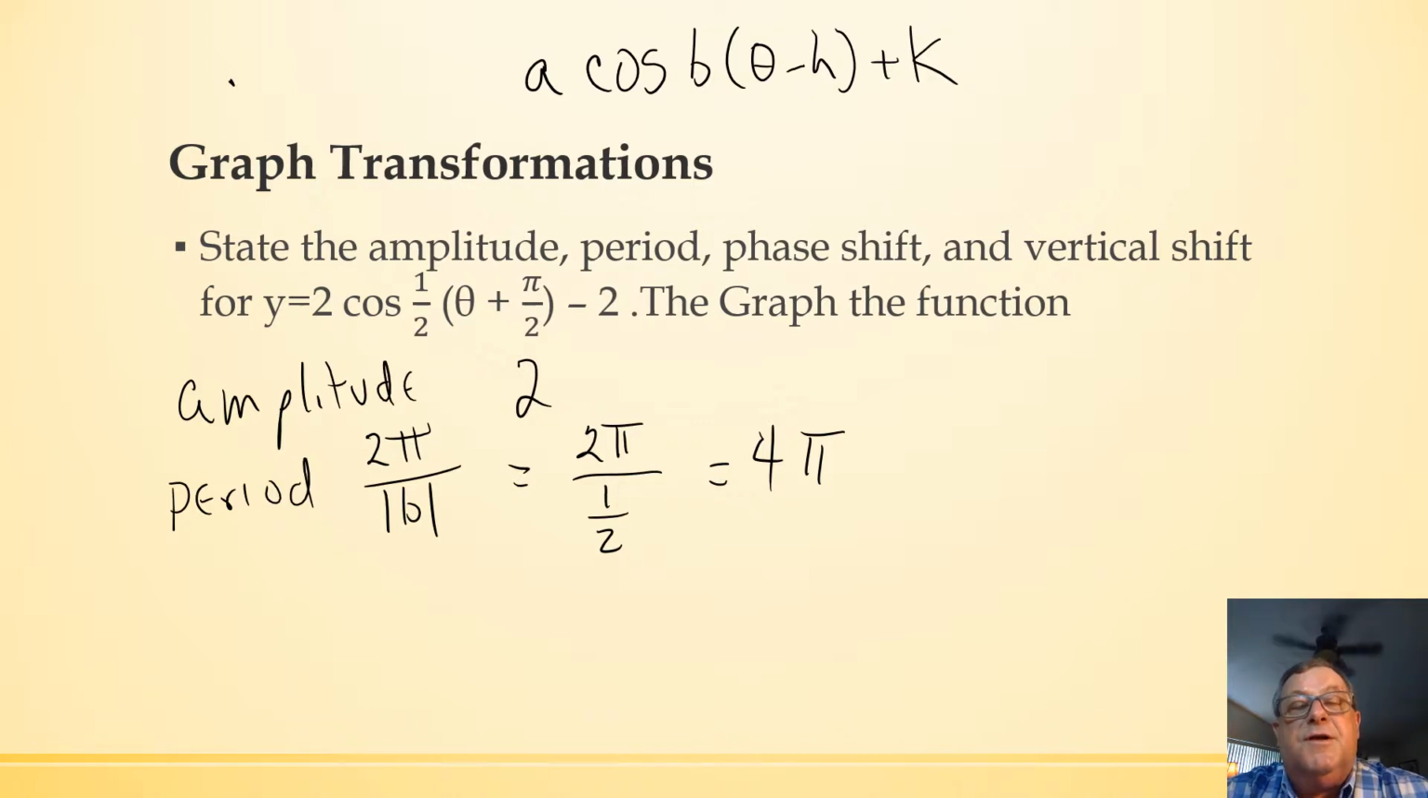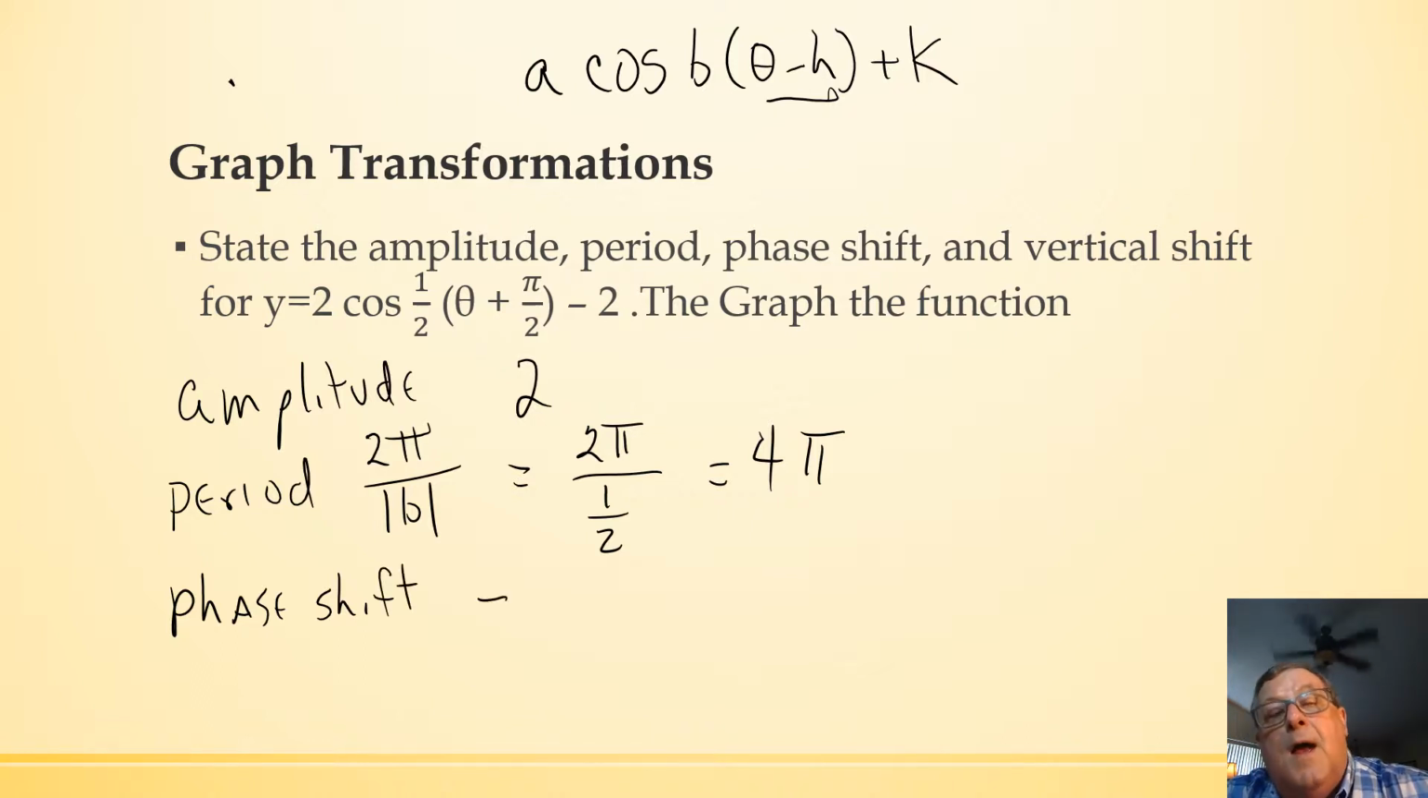Now we got a phase shift. It says a positive, but I know that means it's really a negative because it's negative h. So the negative negative would yield a positive. And so the phase shift is going to shift it to the left by pi over 2, which if that was in degrees would be 90. And our vertical shift, which is k, is -2.